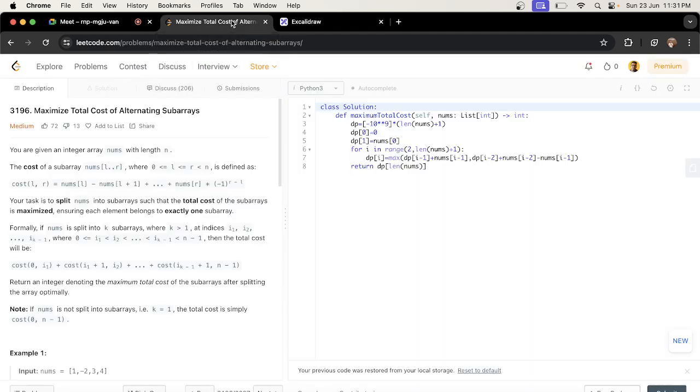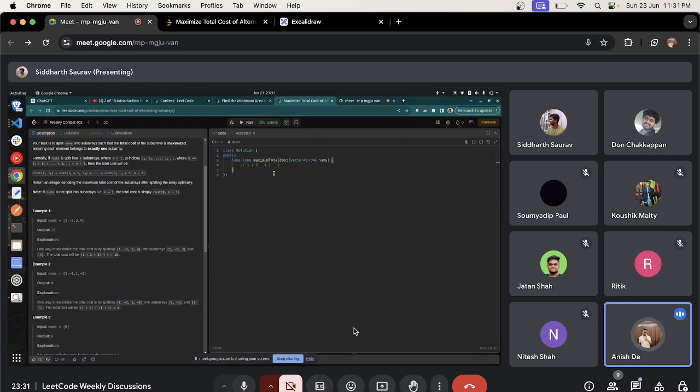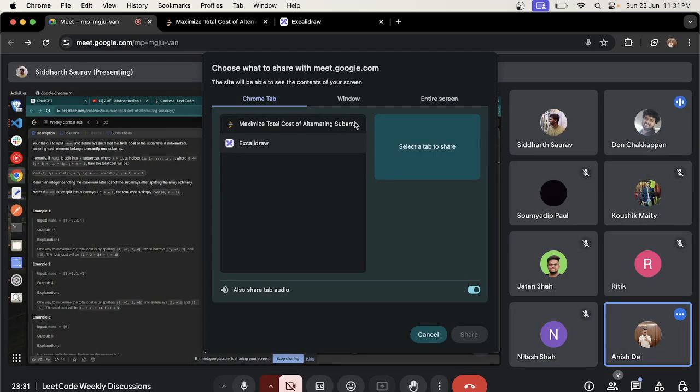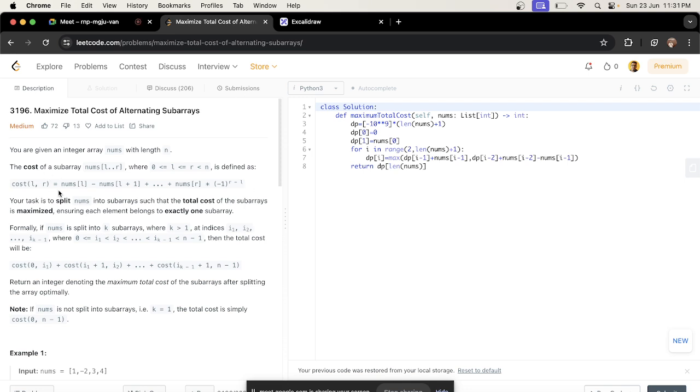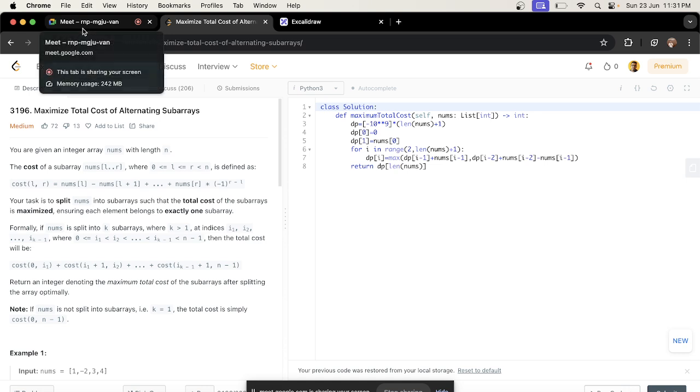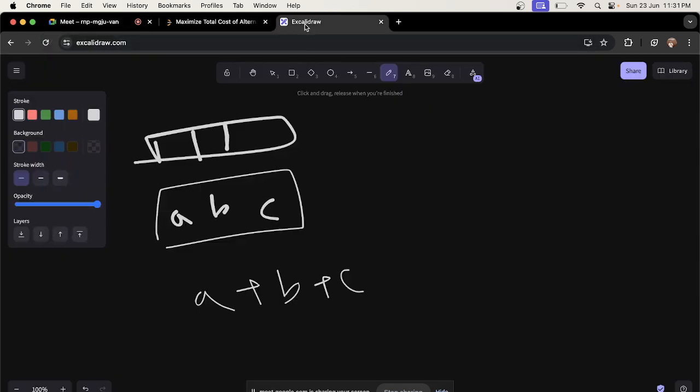Is my screen visible first of all, right? No, not yet. Okay, so it says that the middle one will be negative, yes. So it will be A minus B plus C, right?